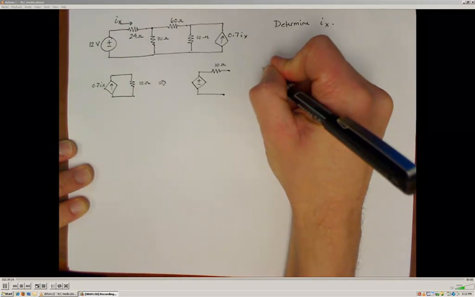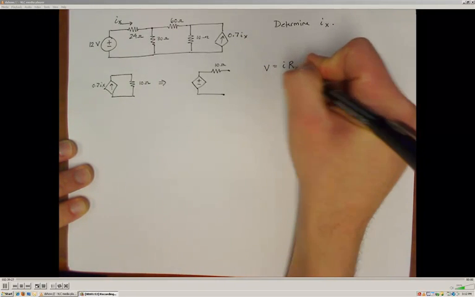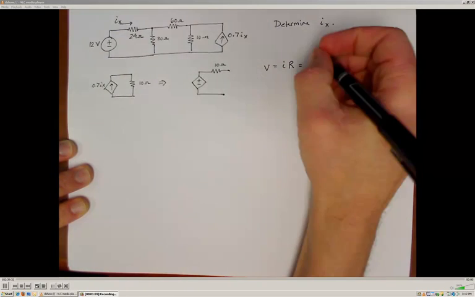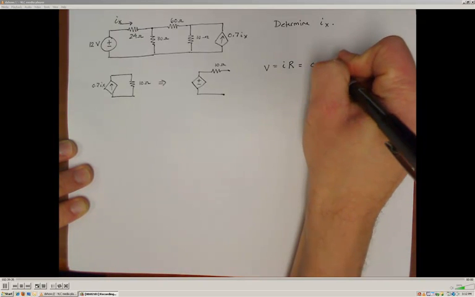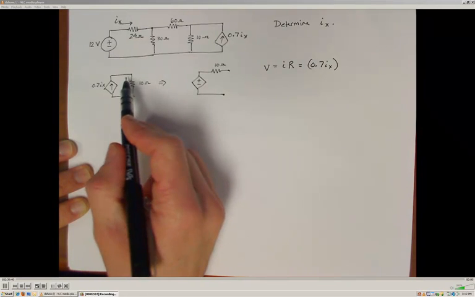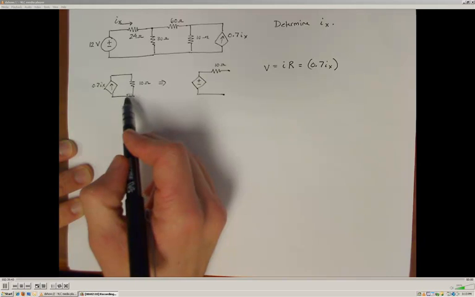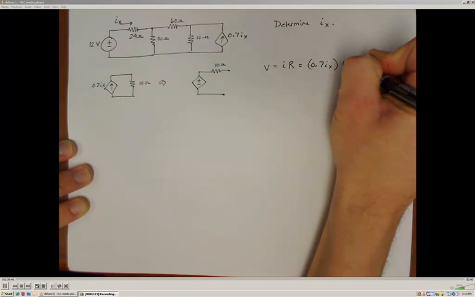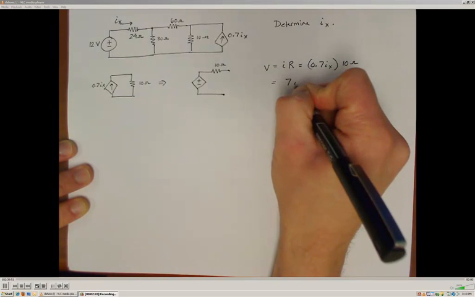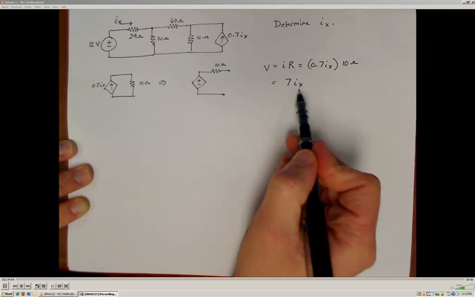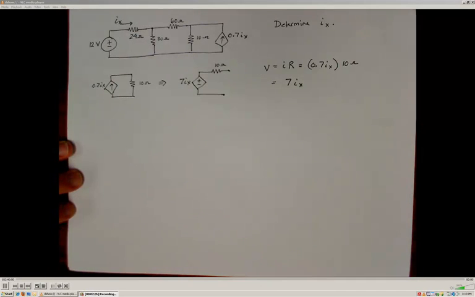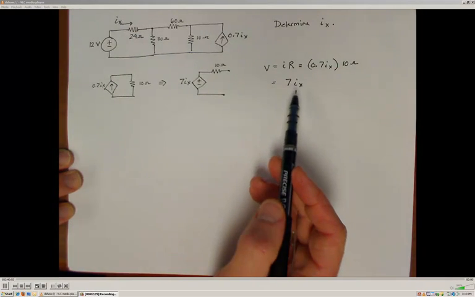So to do that we'll use Ohm's law, and V is equal to IR. Right, the current that was originally supplied by this current supply is 0.7 times Ix, and the resistance through which that current is flowing is a 10 ohm resistor. So I multiply that by 10. That tells me that the voltage is going to be 7 times the current Ix. Alright, so we can transform dependent supplies just like we transform independent supplies.